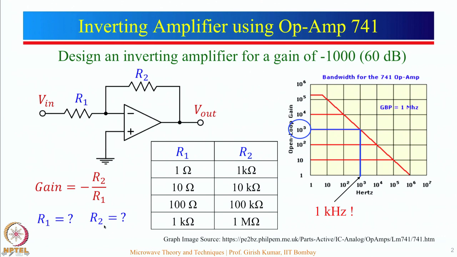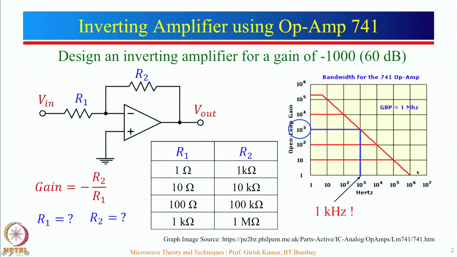So there are several possibilities of choosing R1 and R2. So we can choose R1 as 1 ohm, R2 as 1 kilo ohm, or 10 ohm, 10 kilo ohm, 1 kilo ohm, 1 mega ohm. So now which one is the best choice among these different values of resistors? All of these values will give us gain equal to minus 1000. But are these practical values? So this is where the difference comes.